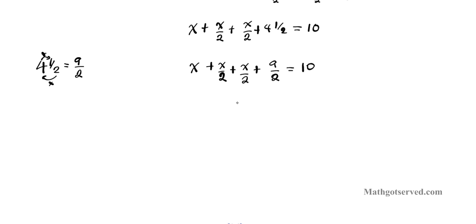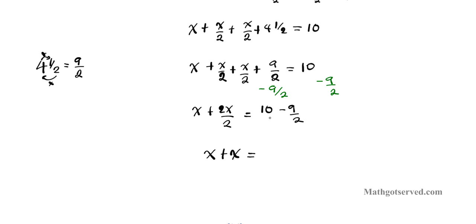All right, now let's see what we can do here. We can combine these two, x over 2 and x over 2. That's going to give us 2x over 2. And this number was a problem before because it's not a variable, so we wanted to move it to the right. So we subtract 9 over 2 from both sides of the equation, all right? So that equals 10 minus 9 over 2. Okay, let's simplify this further. This is nice because 2x over 2 reduces just to x, right? So we have x plus x equals 10 minus 9 over 2.